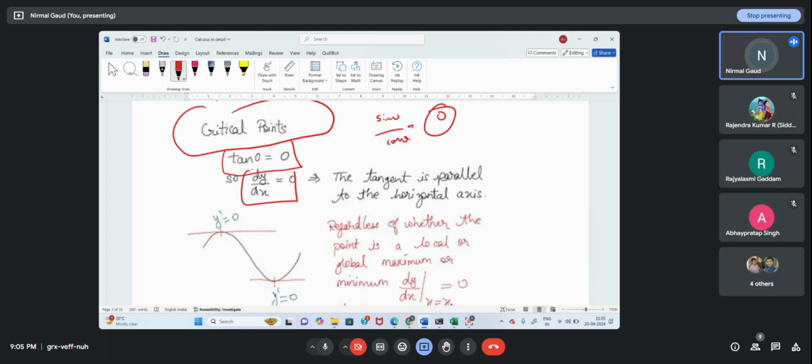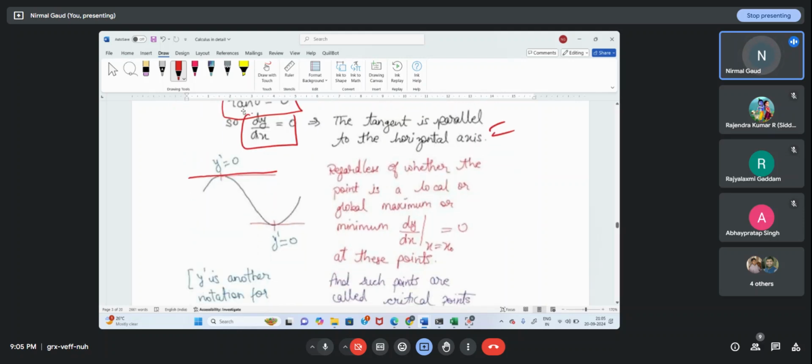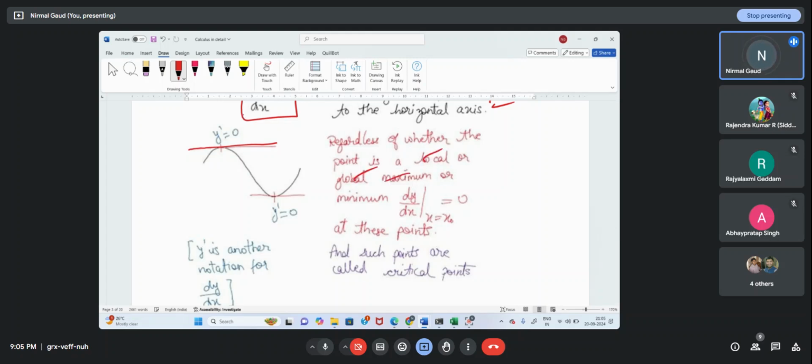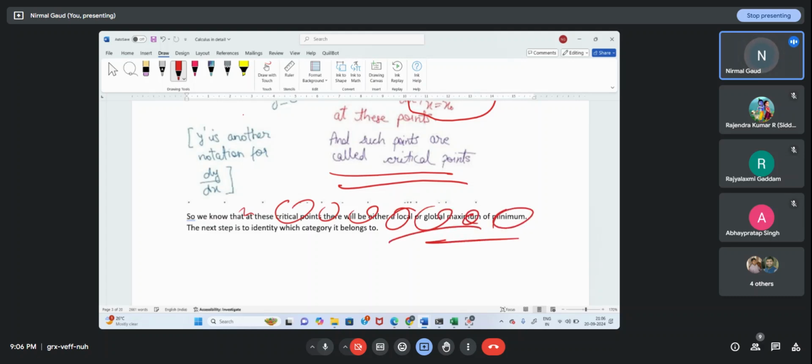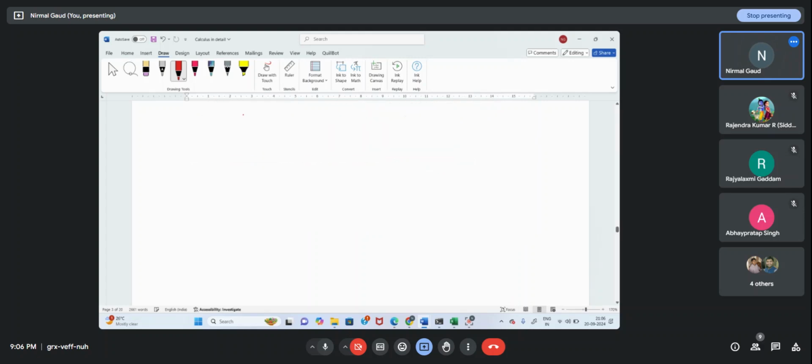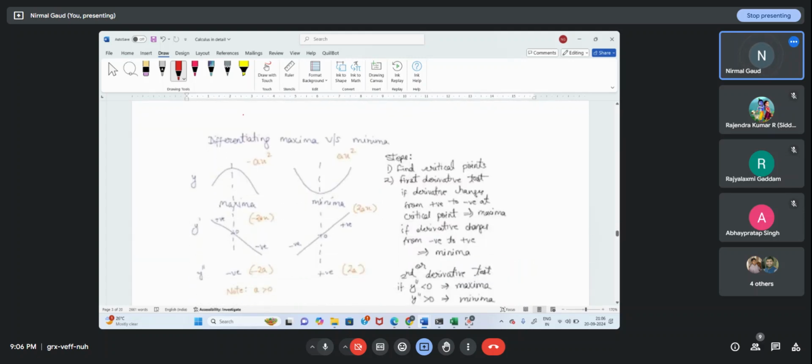That means you are not having any angle. You are having a flat line like this. So the tangent is parallel to the horizontal axis. Then only the slope is 0. Regardless of whether the point is local, global, whatever, your differentiation is 0. These points are called critical points, where the differentiation or the slope is 0. We know that at these critical points there will be either local or global maximum or minimum, whatever it may be. So these are called critical points.